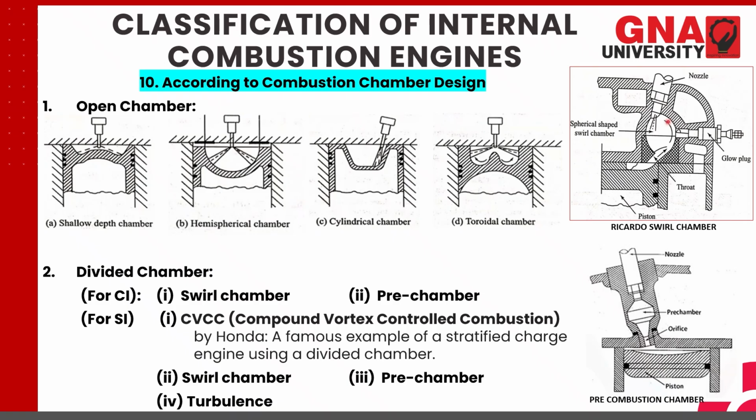Then we have the divided chamber, in which initial combustion may take place in a different chamber and then it's spread into the main chamber. So for CI engines we have the swirl chamber as well as the pre-chamber. For SI engines we have compound vortex controlled combustion, CVCC. It's a famous example of a stratified charge engine using a divided chamber. Then swirl chamber and pre-chamber are also there in SI engines.